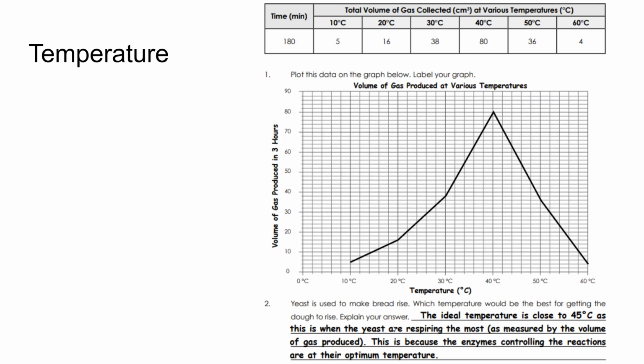This is when the cells are respiring the most, and we know that carbon dioxide is produced with aerobic respiration, so we can actually measure the carbon dioxide present or the gas produced. Okay, enzymes control that reaction, so enzymes need to operate at certain conditions, otherwise they will denature. The optimum temperature is 45 degrees in this case.